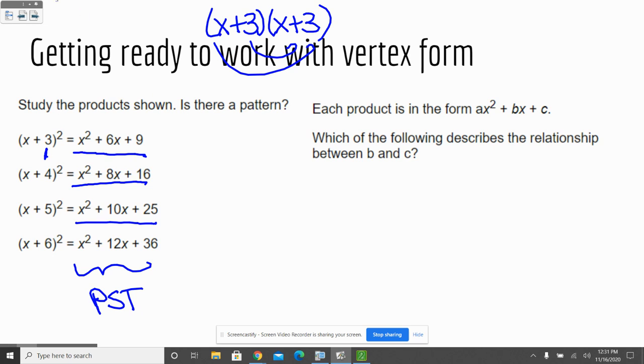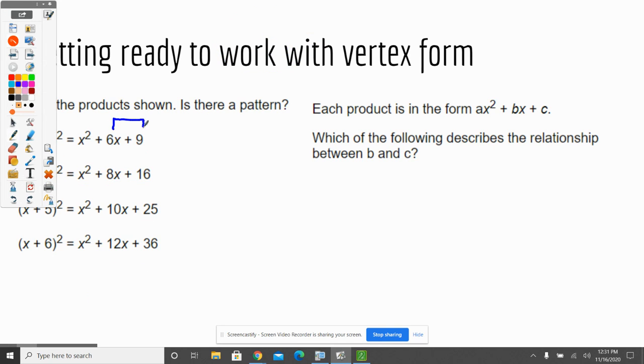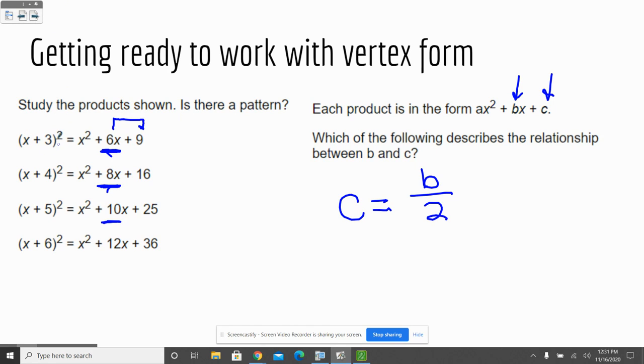What you maybe can't notice right from looking at it is the relationship between B and C, because B and C are also related, because sometimes you'll just have one of those pieces and you'll need to know the other. And what happens is that C value is what you're going to get if you take the B value and divide it by 2, that's what gets you to that 3, and then you square it. So if you take the B value and divide it by 2, square it, you'll get C.